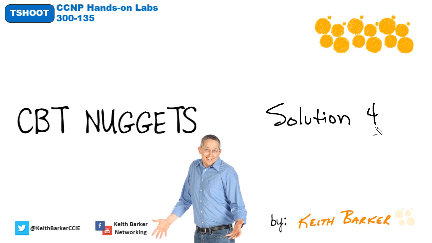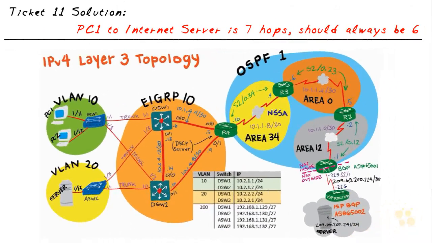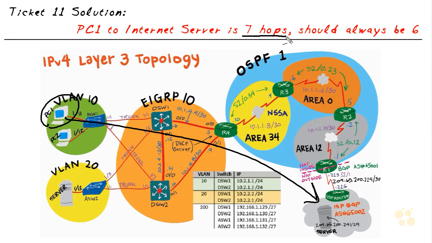In this nugget, you and I get to walk through the solution for troubleshooting ticket number 11. Let's begin. So for this nugget, PC1 right here is going out to the internet server, and it says it is 7 hops away, and it should always be 6.